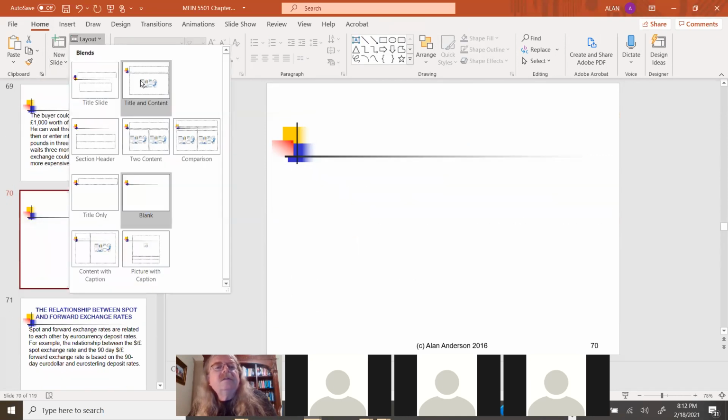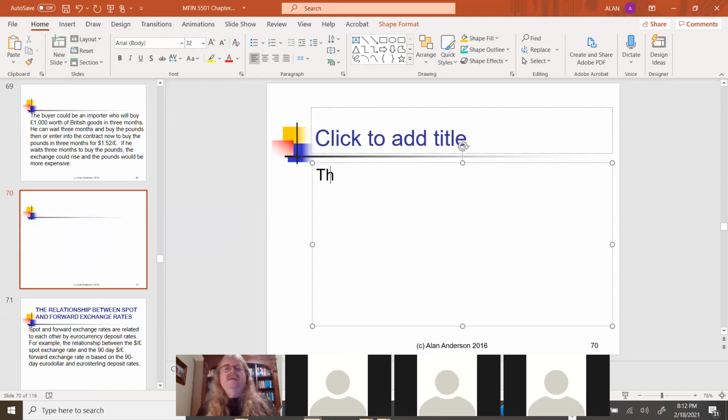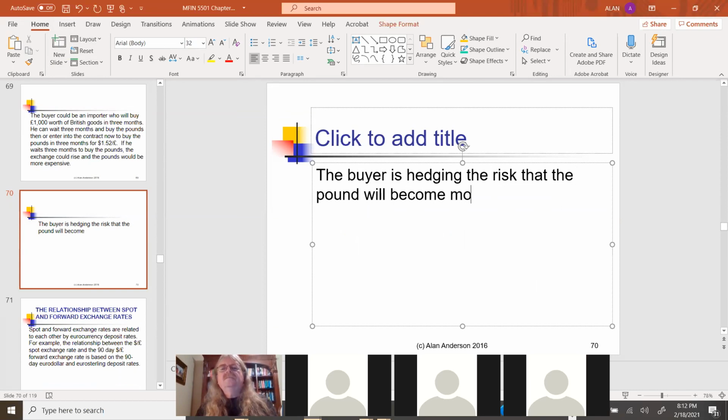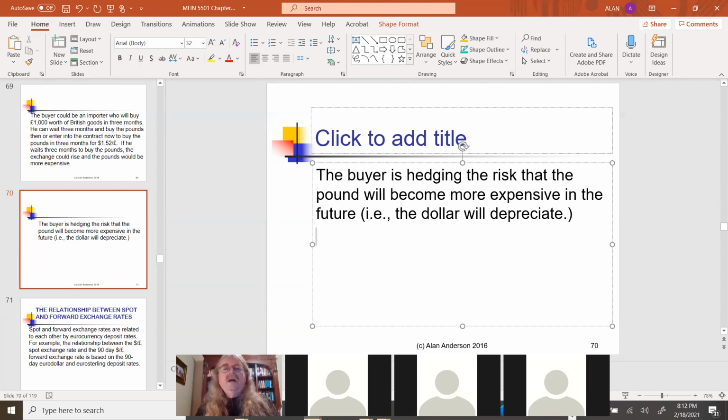So in other words, the buyer is hedging the risk that the pound will become more expensive in the future. In other words, the dollar will depreciate. So this is a very popular way of hedging foreign exchange risk with these forward contracts.